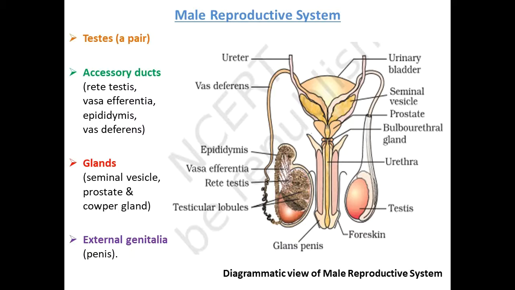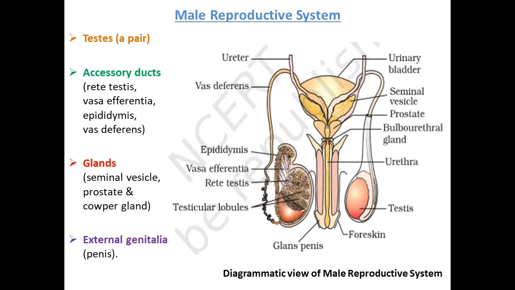A bit complicated diagram है. I am going to explain this diagram in the next part. ठीक है. Rete testes, Vasa efferentia, Epididymis, vas deferens. ठीक है. These 4 are accessory ducts हैं.